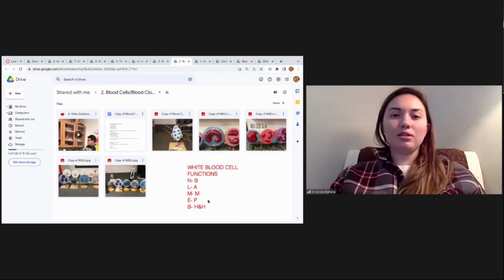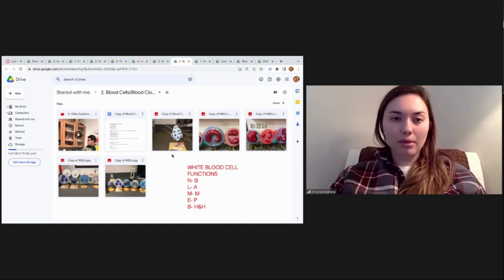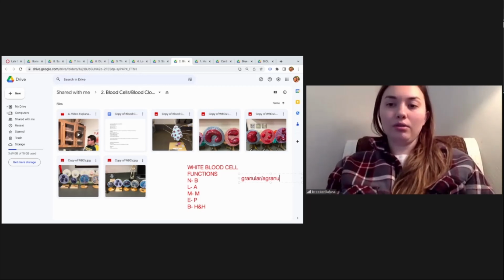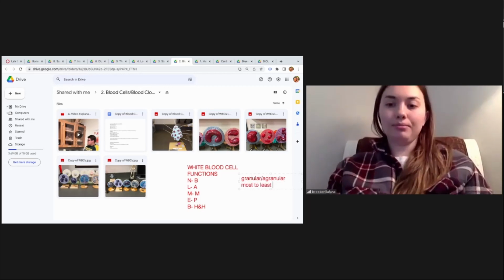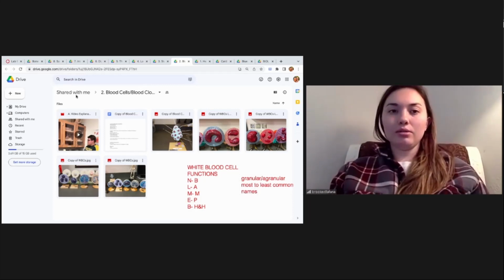I feel like I've said that so many times, but white blood cell functions you would need to know, including most common to least common, agranular and granular. You guys got that now, right? Granular, agranular, most to least common, as well as their names. So this is the white blood cells.